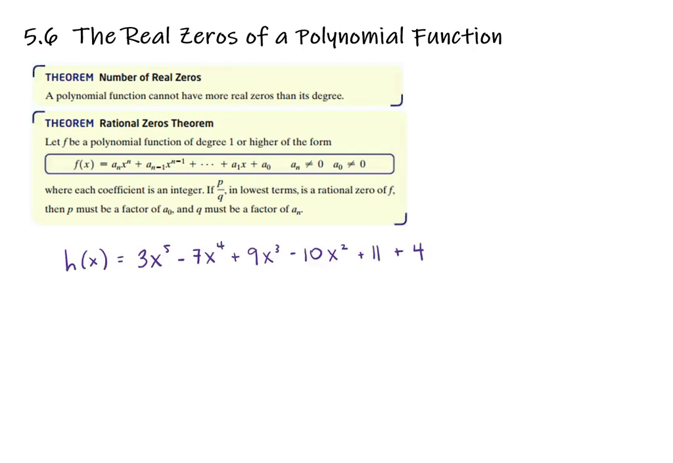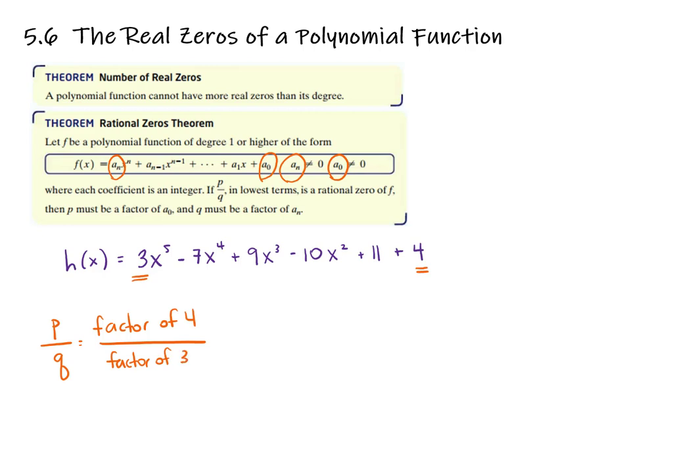I want to look at this theorem and help us figure out which pieces we need to help us find our potential rational zeros. And what it tells me is that I want to look at my a sub n and my a sub 0. Basically, the leading coefficient and the constant. So in this question, that means I'm looking at the 3 and the 4. So it says p over q, where p is a factor of a naught. So I want p over q, where p is a factor of 4, and q is a factor of 3.